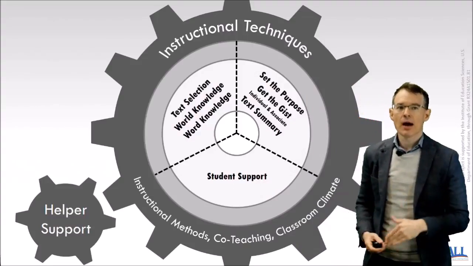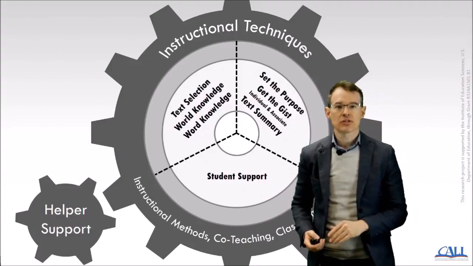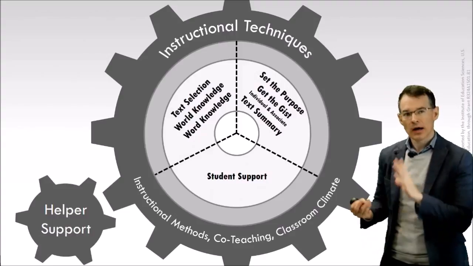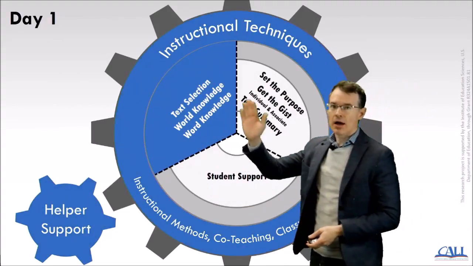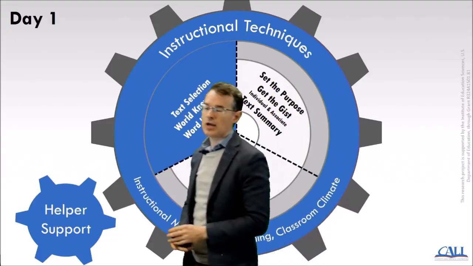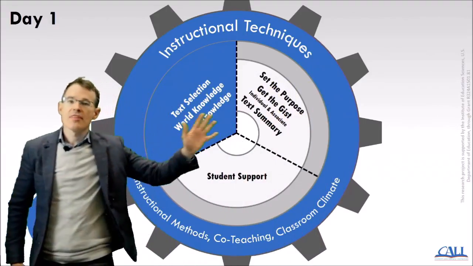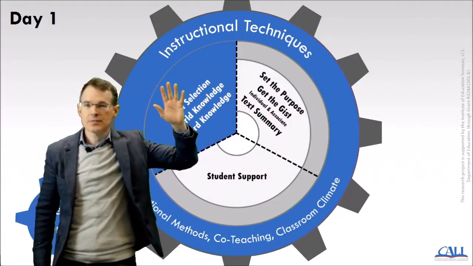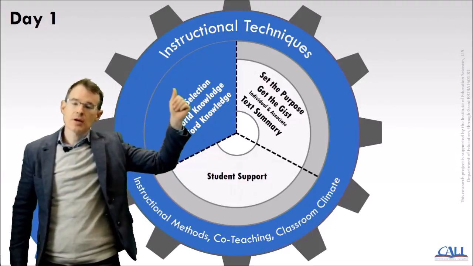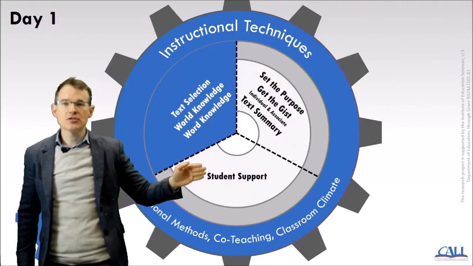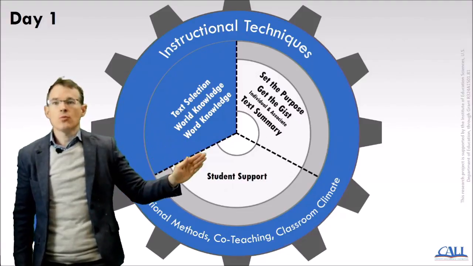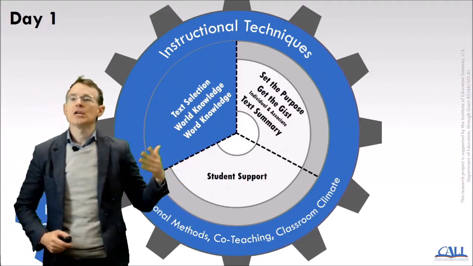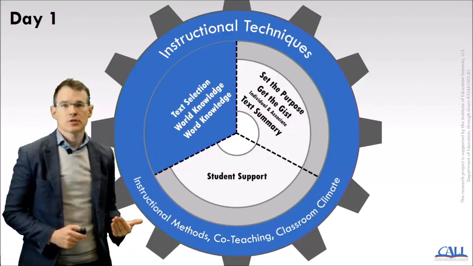So let's talk now about the way this is going to work in terms of our cycle of the 2 days we have together to do this work. First, we're going to talk about text selection and world knowledge and word knowledge. And this is all about setting up the text. That was this box here, the text box. We're going to talk about how to select a text. We're going to talk about how to provide students with background knowledge, world knowledge, related to concepts, and word knowledge, vocabulary necessary to make that text understandable to students.